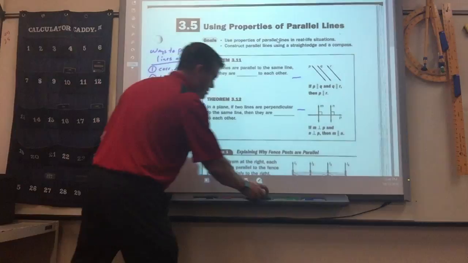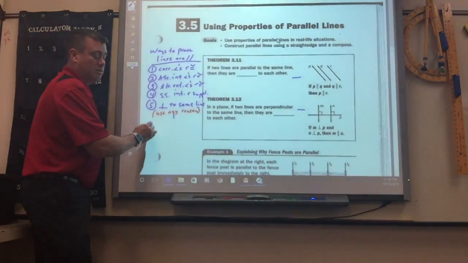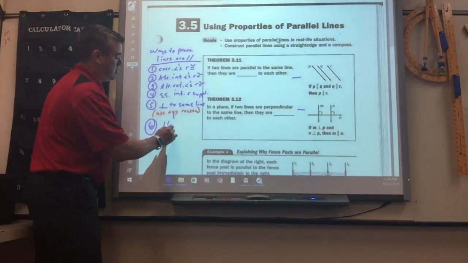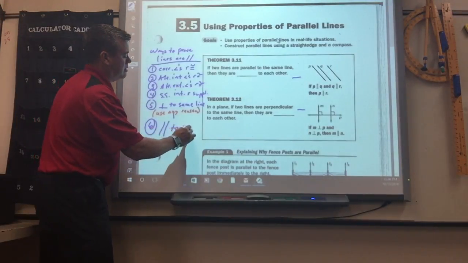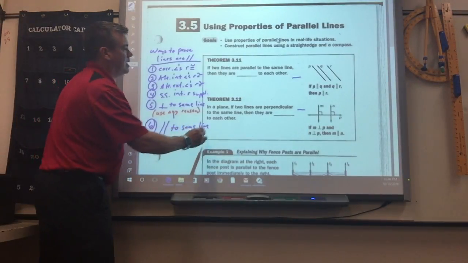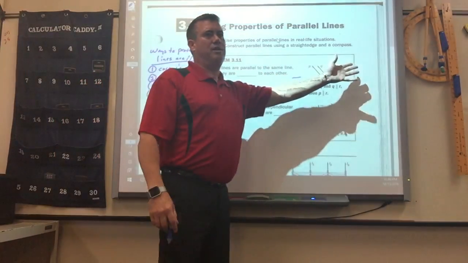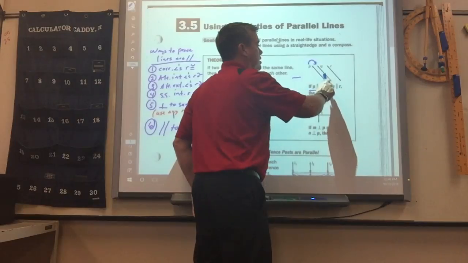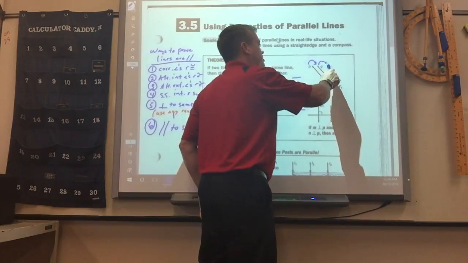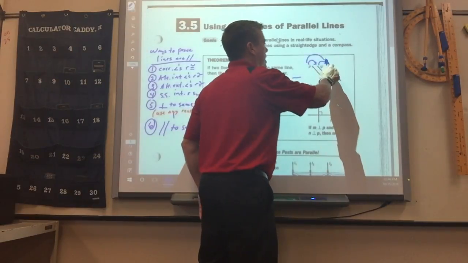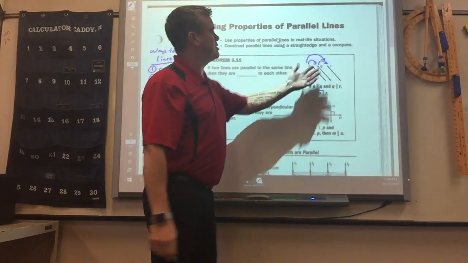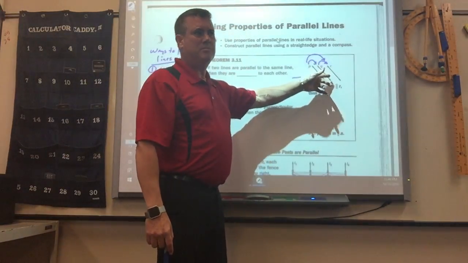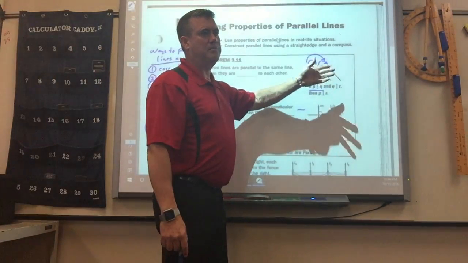And then the 6th reason is like this one. They're parallel to same line. You'll have a picture like this with 3 lines, and they'll tell you that P is parallel to Q and Q is parallel to R, so that means P also has to be parallel to R. Okay, that makes sense? These 2 lines are parallel to the same line.